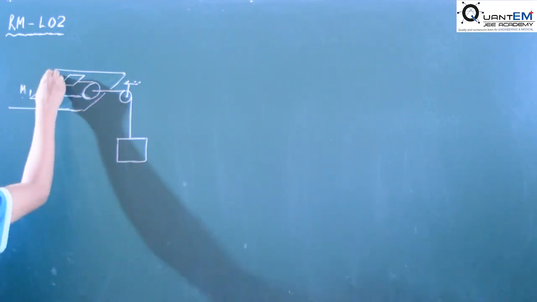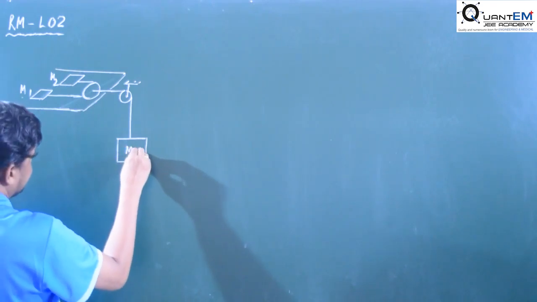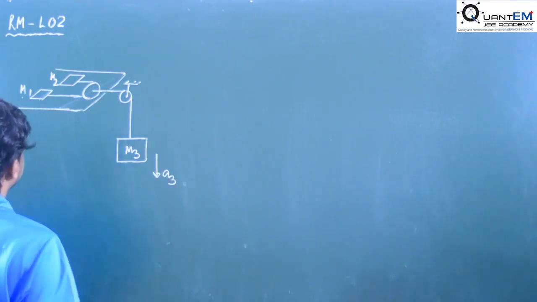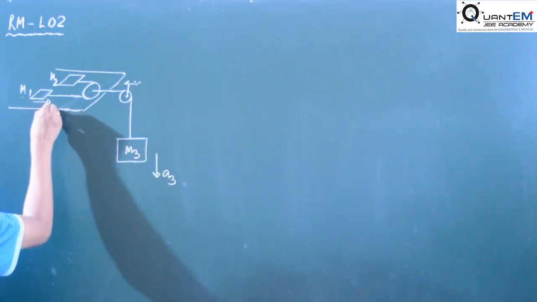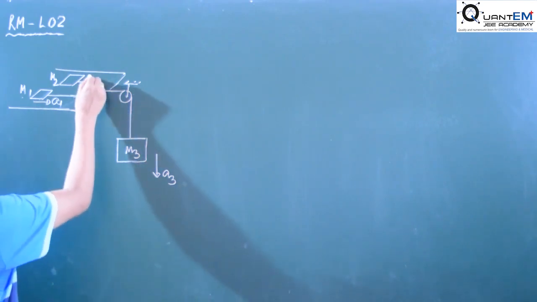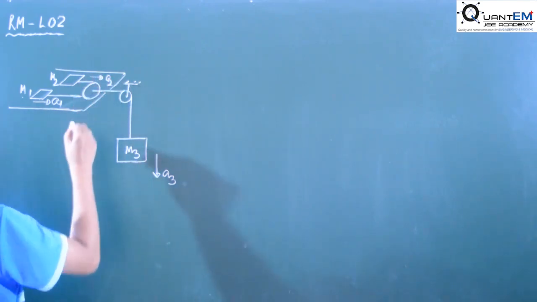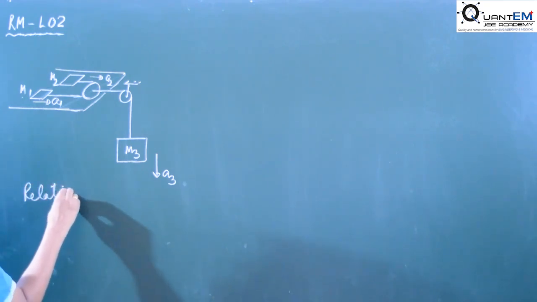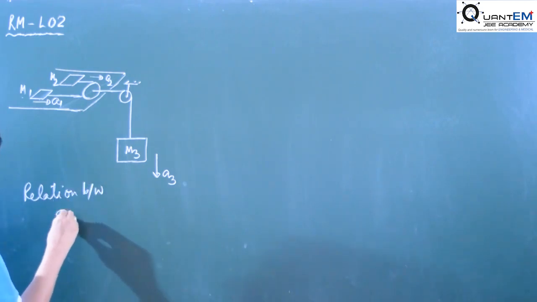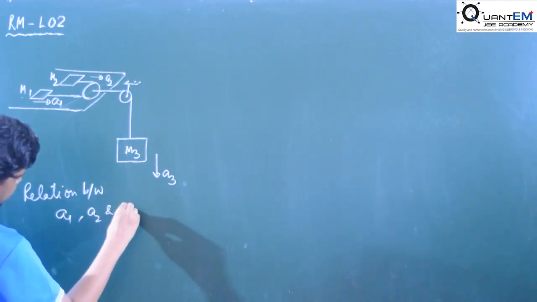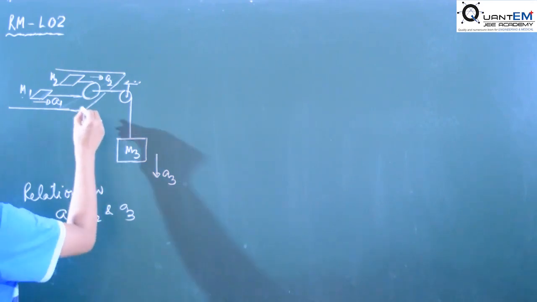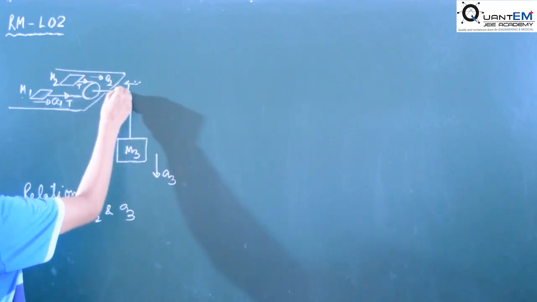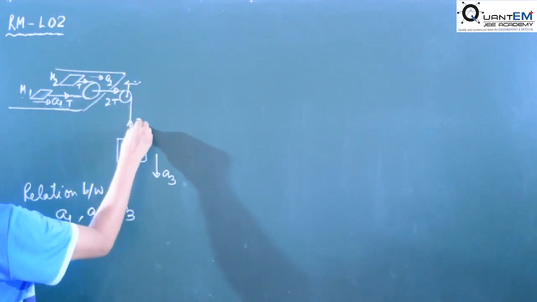This mass is M1 and this mass is M3. Okay. This one is acceleration A3. This mass has, suppose, acceleration A1 and this mass has acceleration A2. You have to find a relation between A1, A2 and A3. So suppose tension here is T, so here also tension is T. T plus T, here tension is 2T.